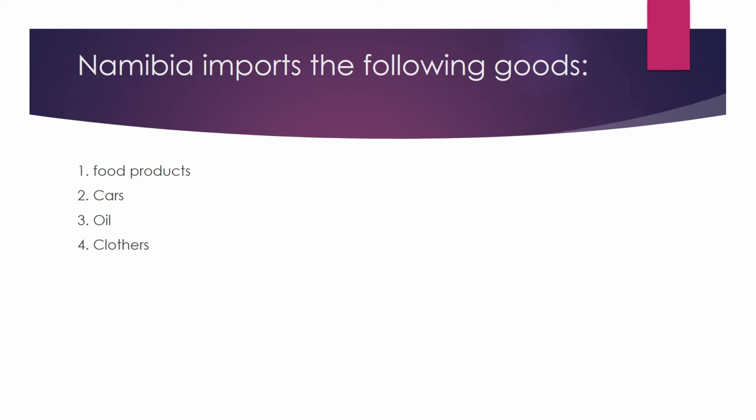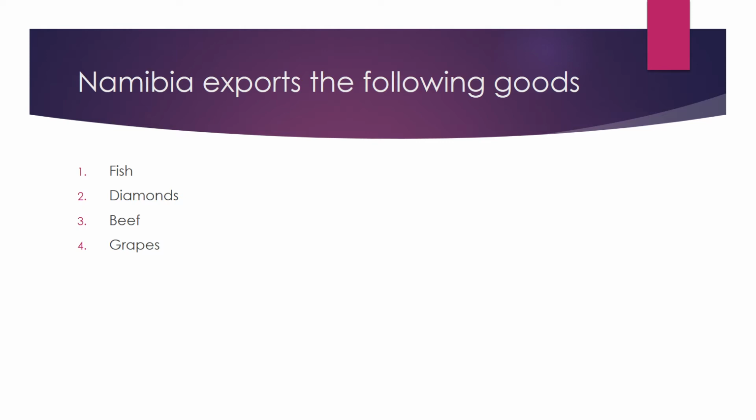Namibia imports the following goods. Number one, we have food products that are not produced locally in Namibia, so we import them from other countries. And then we have products such as cars, oil, and clothes, and many other products that we import. To import means that these are the products that we buy from other countries that we do not manufacture ourselves. Okay.